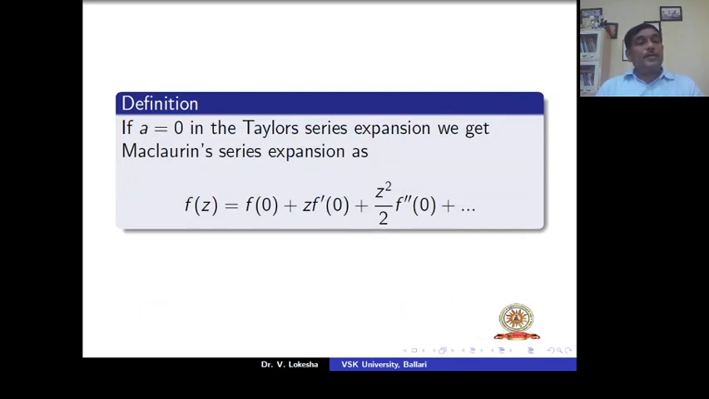Particularly if a is equal to 0, the Taylor series expansion becomes a Maclaurin series expansion. That can be expressed as f(z) is equal to f(0) plus z into f dash 0 plus z square by 2 factorial into f double dash 0 plus etc.